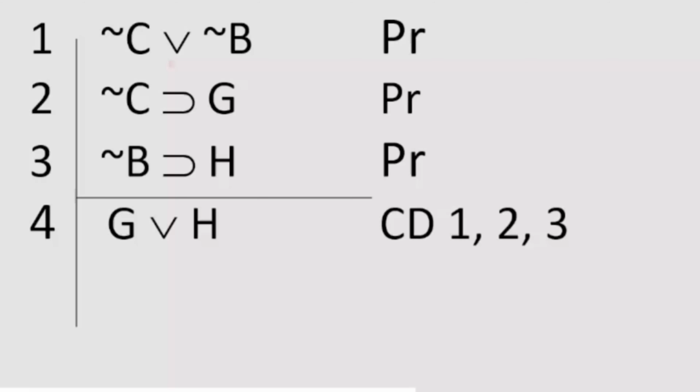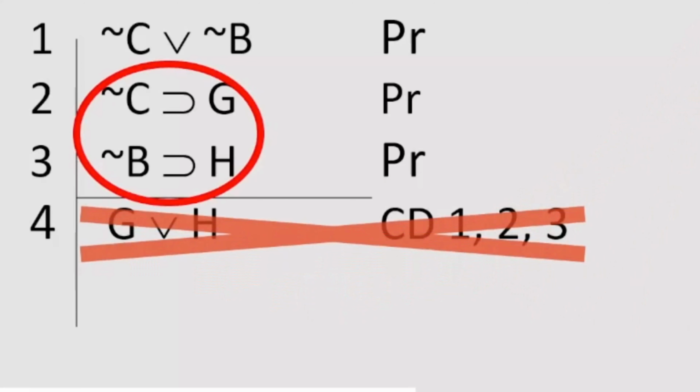Okay, here we have a misapplication of constructive dilemma. We have a disjunction on its own line. We have conditionals whose antecedents are the disjuncts, but note that we don't have a conjunction of the two conditionals, and that makes the application of constructive dilemma inappropriate here.